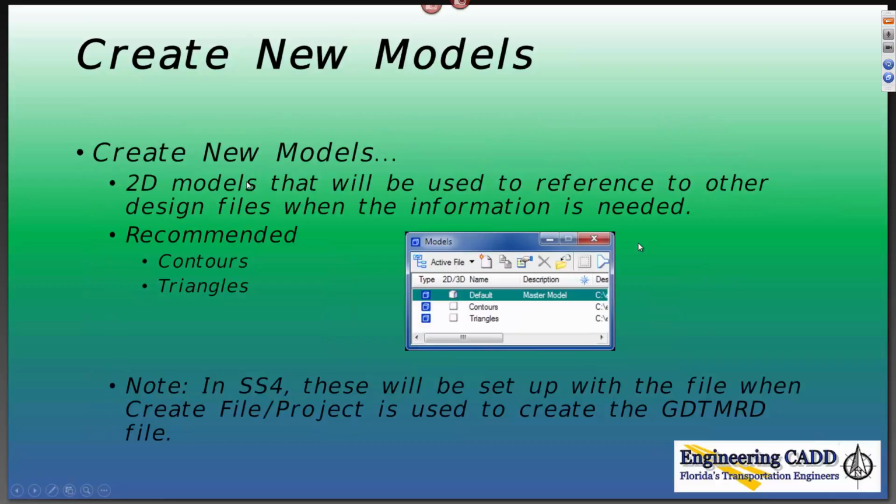Go ahead and cover this one too. So right now you guys don't have this ability. But in SS4, we've got it set up so that whenever you create your DTM file, it's going to create for you both a contours and a triangles model in 2D. Your default model will be 3D, and then the other two will be 2D, so that you can do what you need to within those models. Are they required? No, they're there if you need them. We're going to use those 2D models to reference specific displays to other files.